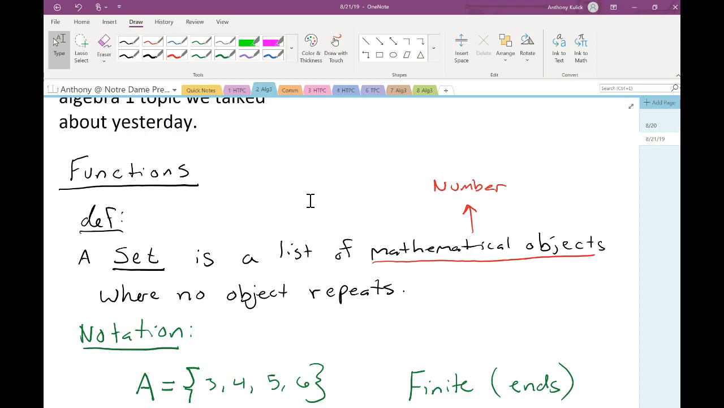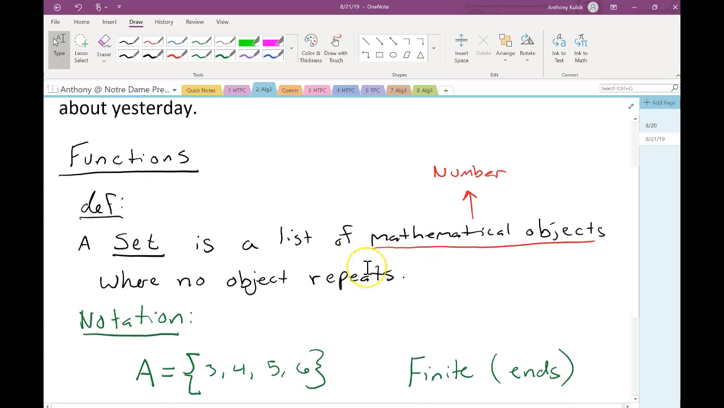So we're going to start talking about functions. We started with the definition of a set, which is a list of mathematical objects where no object repeats. In this class, when we talk about mathematical objects, we're really just talking about numbers, although there's no reason a set couldn't contain other things like triangles or vectors or something else.